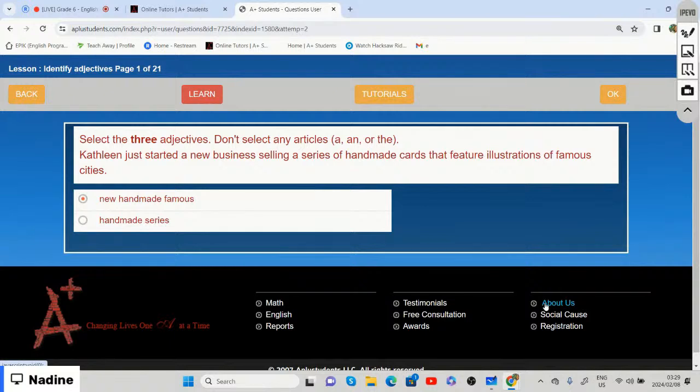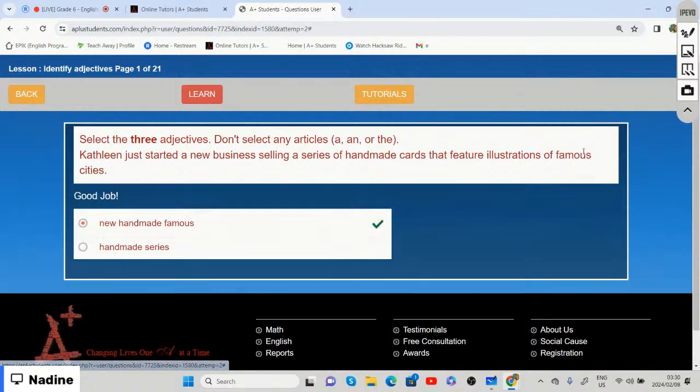The reason why we're choosing the first one is because the new describes the new business. The handmade describes the handmade cards that she's advertising or making. And the famous means that she is describing the famous cities, right? So new, handmade and famous are our adjectives. Well done.